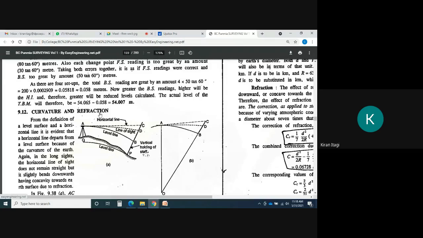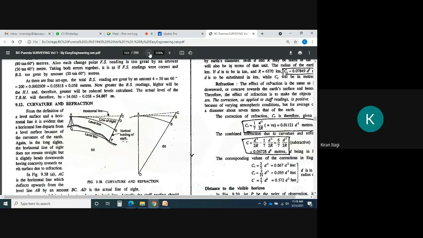And what is refraction? Air has some density, and it behaves like a mirror. The air causes refraction of the light, not reflection, refraction, meaning bending of light rays. So we have to consider that also. These are the two errors he usually asks about when determining reciprocal levelings for station B or station A. For curvature correction, we have minus 0.07849 d square.